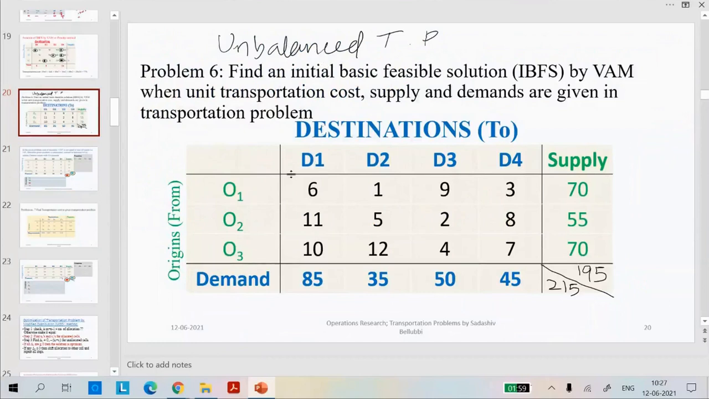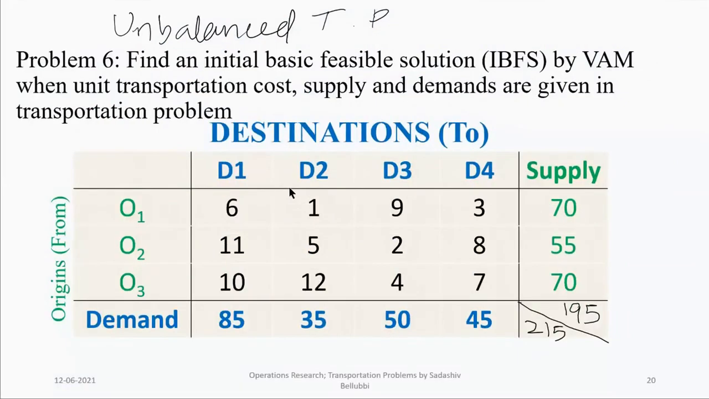This is one more type of problem. For the same problem, I will start with finding the IBFS by VAM. Here we can check the problem given: find an initial basic feasible solution by VAM when unit transportation cost, supply and demands are given in the transportation problem. But we need to find the IBFS by VAM.